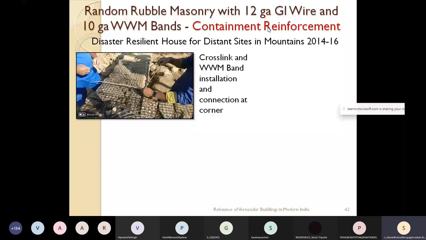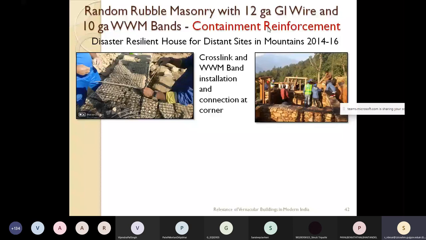And in 2015, with his guidance, we evolved this system. Then this was submitted to the Nepal government. It was approved. All right. So this system basically has, as you see in the left-hand picture, the weld mesh bands.